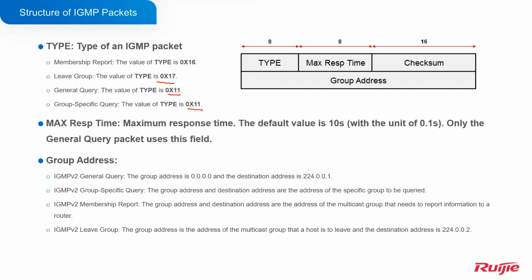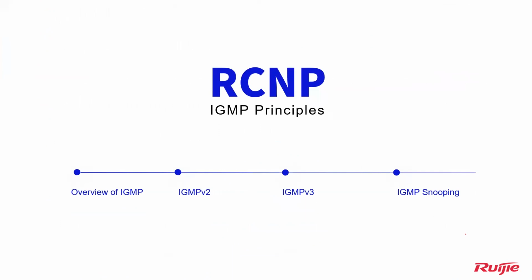For some special messages, for example the general query message, the group address is 0.0.0.0 and the destination address is 224.0.0.1. For the group-specific query, the group address and destination address are the address of the specific group. For the membership report, the group address and destination address are the address of the multicast group that needs to report information to the router. And for the IGMP version 2 leave message, the group address is the address of the multicast group that the host is leaving, and the destination address is 224.0.0.2, which represents the routers in the subnet. Okay, this is the structure of the IGMP packet.